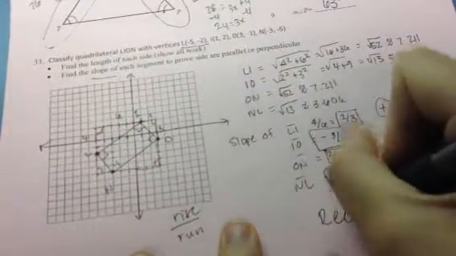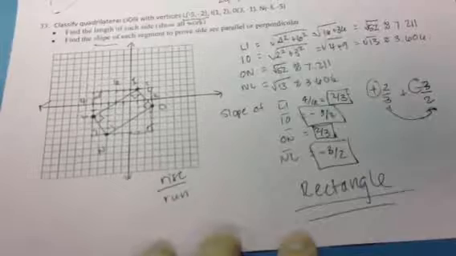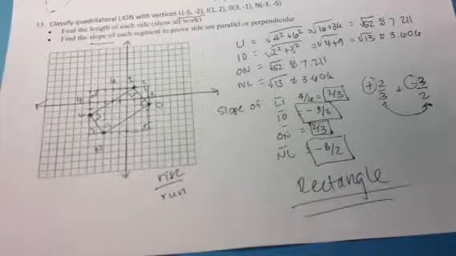So now we can prove that that is a rectangle. So it's not just any old parallelogram, it's a rectangle. It's got opposite congruent sides and they're perpendicular to one another. All right, that's it.